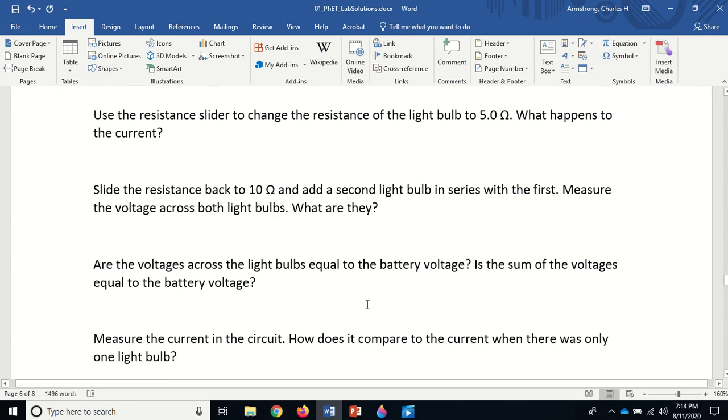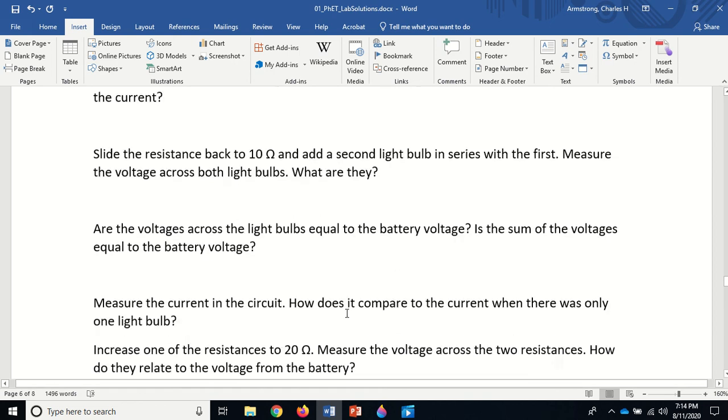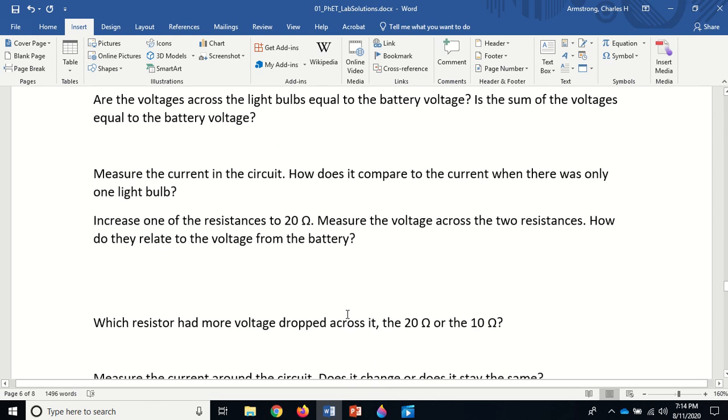Are the voltages across the light bulbs equal to the battery voltage? No, the battery voltage is 9 volts. Is the sum of the voltages equal to the battery voltage? Yes, 4.5 volts plus 4.5 volts equals 9 volts. So they sum up together. Measure the current in the circuit we just did. How does it compare to the current when there was only one bulb? It's half of what it was. It was 0.9 amps, now it's 0.45 amps.